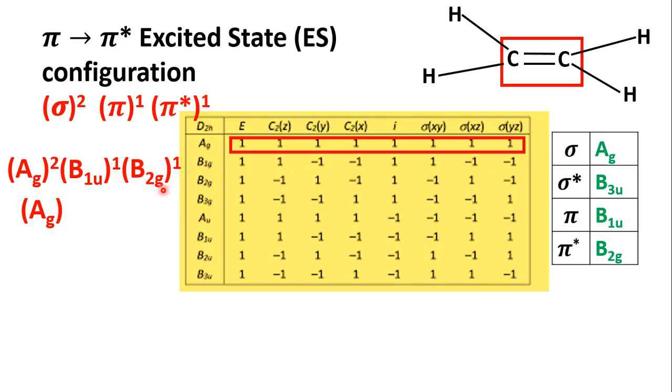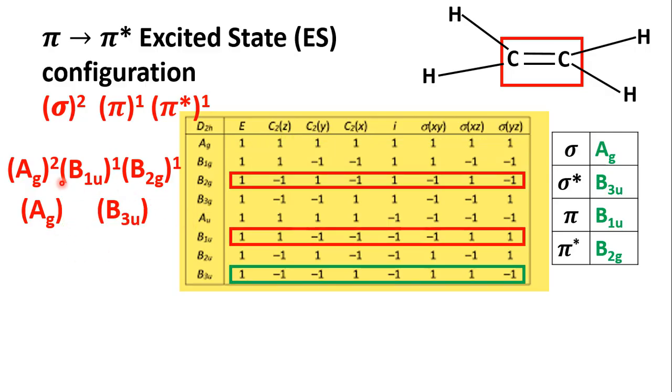Now look at the character table. Ag is all positive, when we square it, it's once again Ag. And we have to take the direct product of B1U and B2G. 1 into 1 is 1, minus 1 into 1 is minus 1, 1 into minus 1 is minus 1, minus 1 into minus 1 is plus 1, 1 into minus 1 is minus 1, minus 1 into minus 1 is plus 1, 1 into plus 1 is plus 1, minus 1 into plus 1 is minus 1.